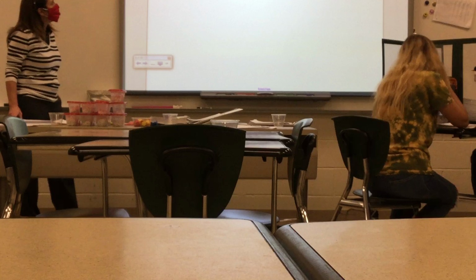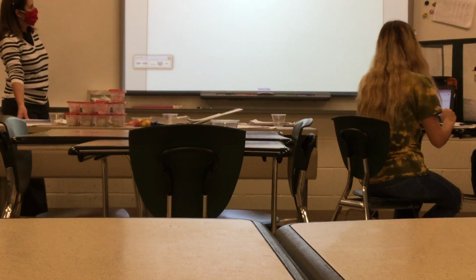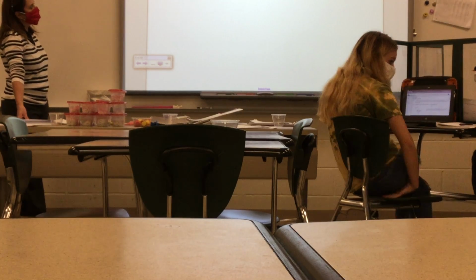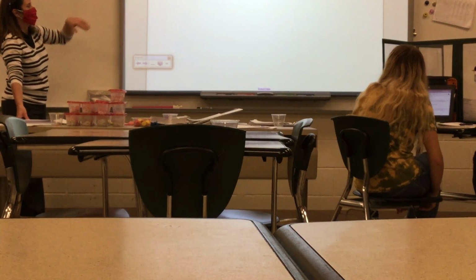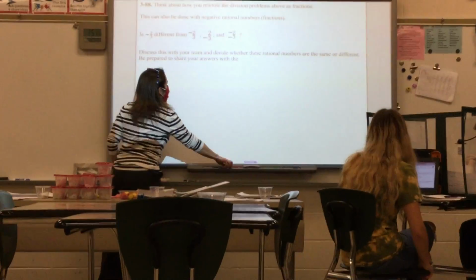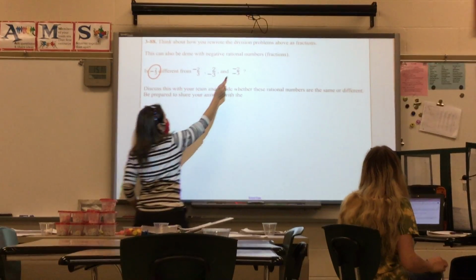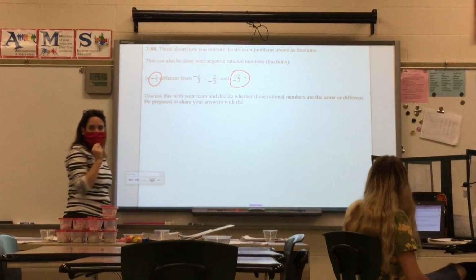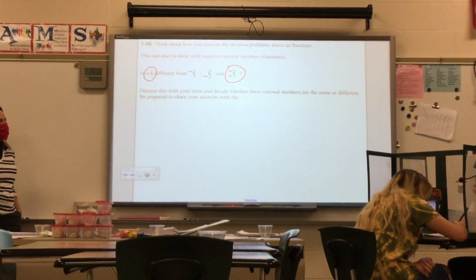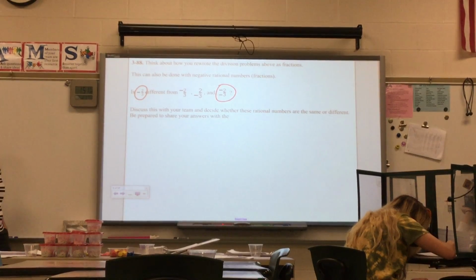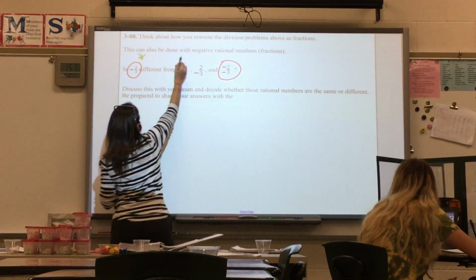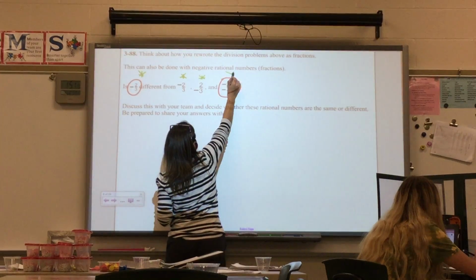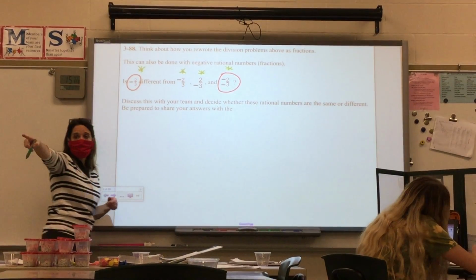Okay, so we were going to divide these, and it says, decide whether these rational numbers are the same or different. So team one, did you say that any of them are the same? The only one that's the same as the original one is negative 2, the very last one. So you think these two are the same? Okay, other teams, what are your thoughts? Team three? We said they're all the same. Okay, so let's go through these. And team seven, you said the same?